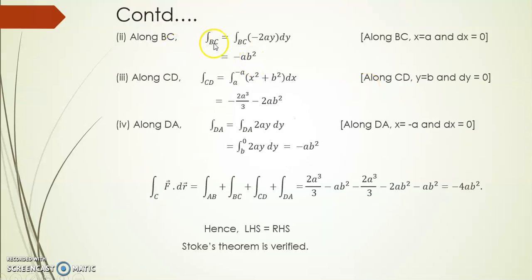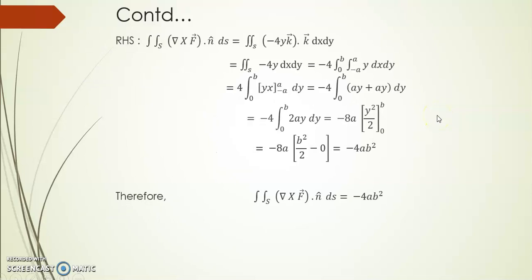And next comes along BC. Along BC, x is equal to a, and since x is a constant, differentiating you get it as 0. So now substituting, x will go, so dz will also vanish. So only dy will be remaining, integrating. And then along CD, again y is some constant, taking the value b. So when I integrate it, dy is going to be 0.